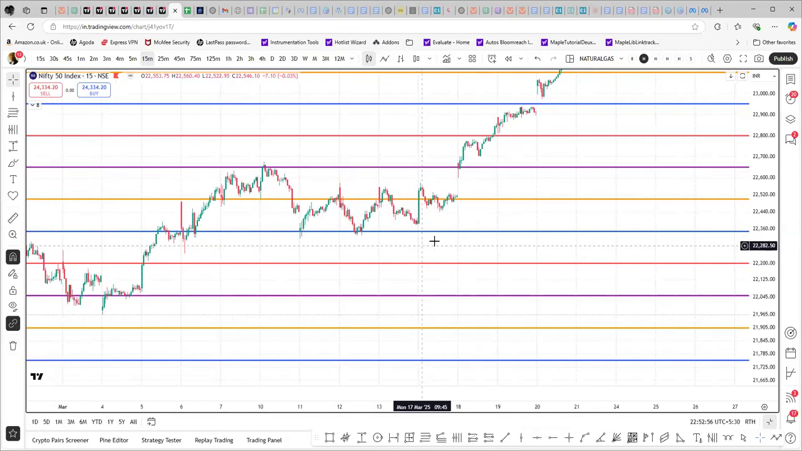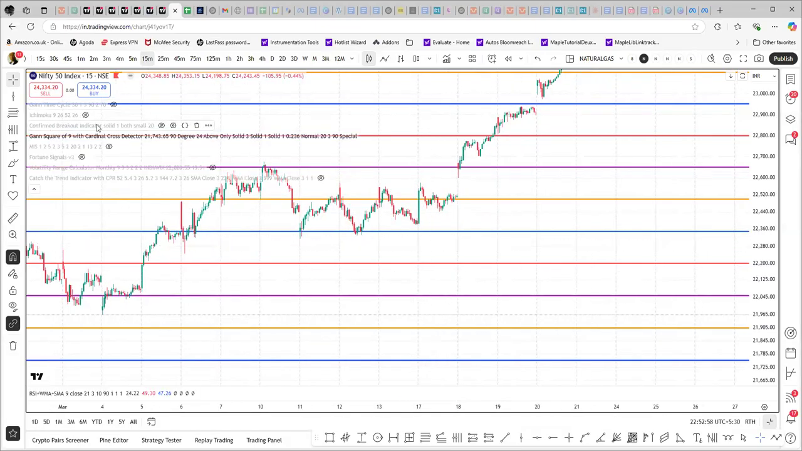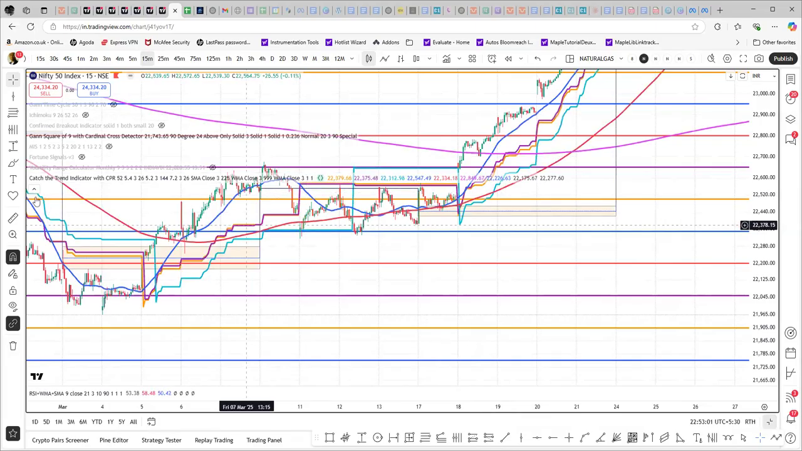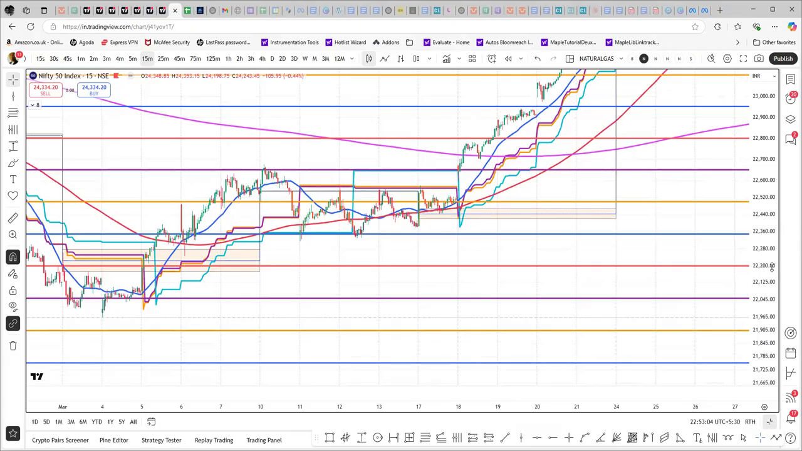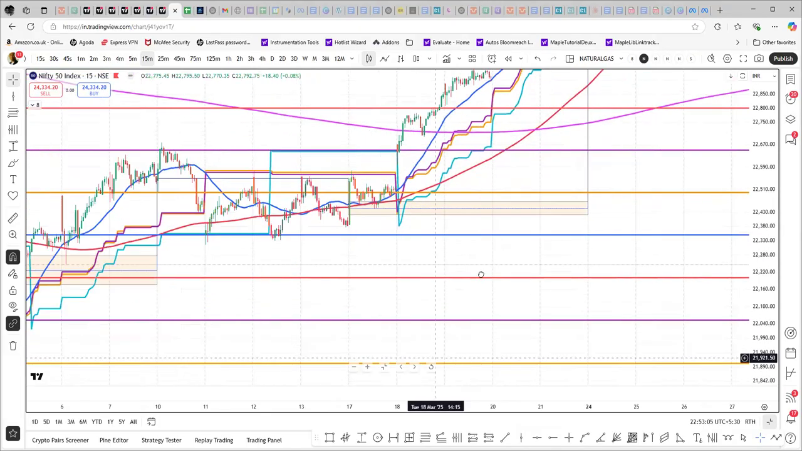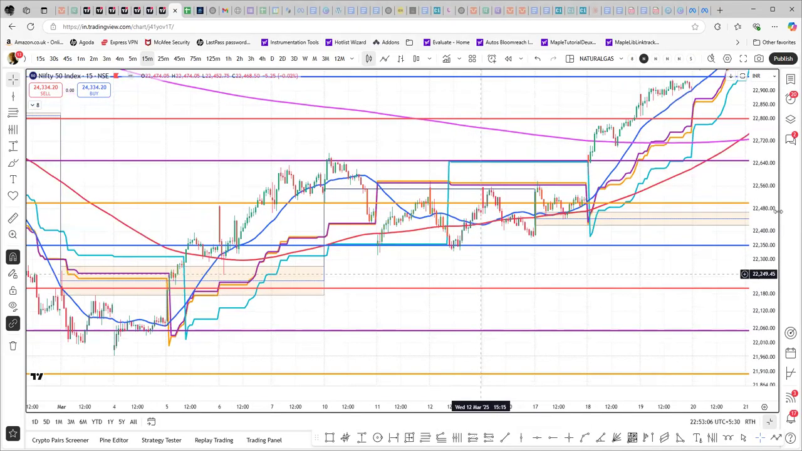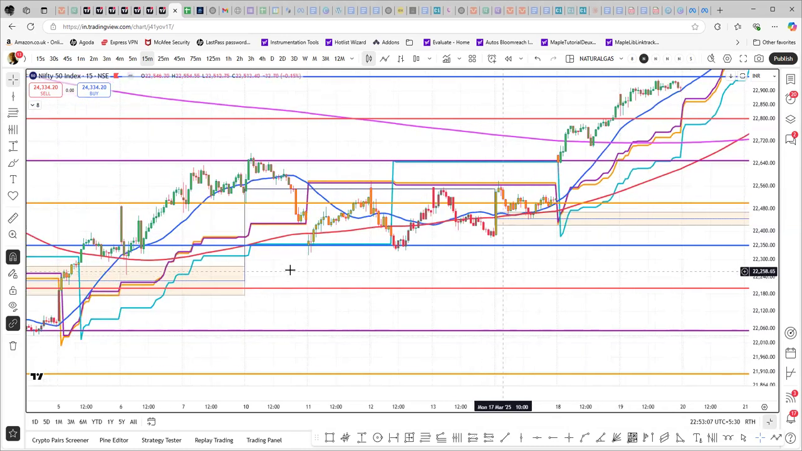Now that is why I designed my other indicator, which sort of takes care of these emotions for you. And if you combine, for example, this catch the trend indicator, you will know that this is sort of range bound. So this zone kind of became range bound.